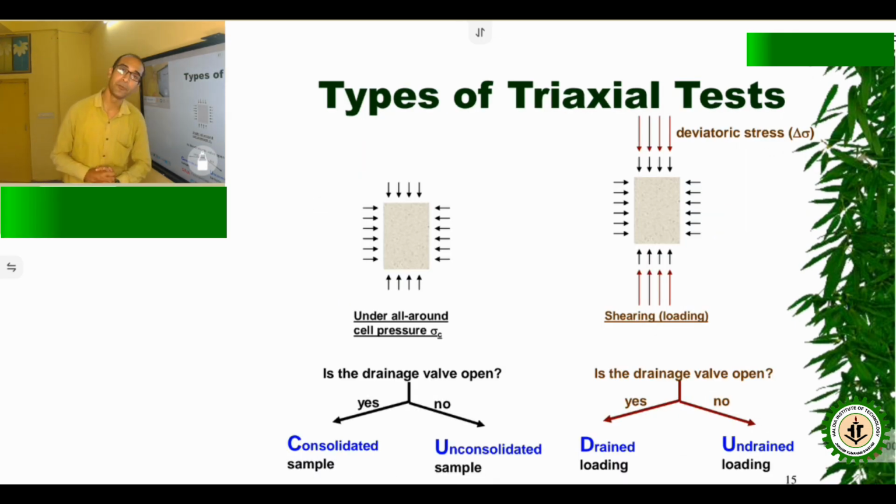Types of triaxial tests. The triaxial test also has different types. Three types of triaxial. This is under the all-around cell pressure, and this is the deviator stress loading type. Remember these things: if the drainage valve is open, then this is consolidated. If the drainage valve is not open, this is the unconsolidated sample. If the drainage valve is open for loading, this is drained loading. If not, this is undrained loading.